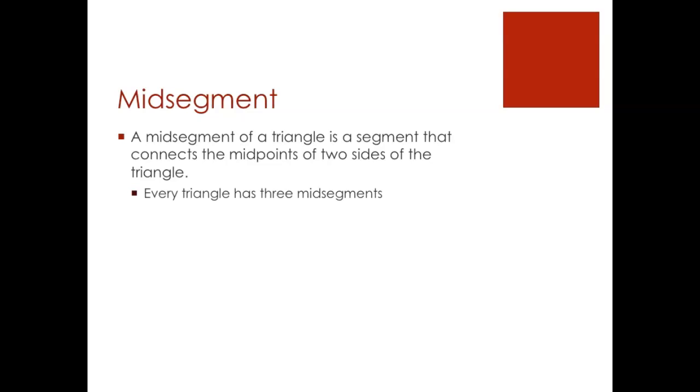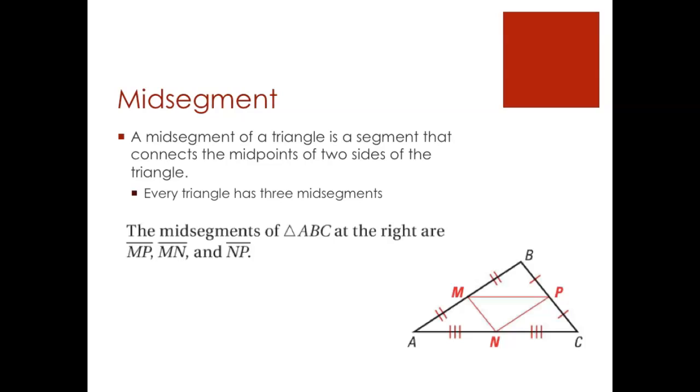So here's an example. We have triangle ABC, and you can see here that the midpoints are at M, P, and N. And so any of those segments connecting those midpoints are what we call midsegments. So MP is a midsegment because it connects M and P, and those are both midpoints of those two sides. MN is a midsegment, and NP is also a midsegment.